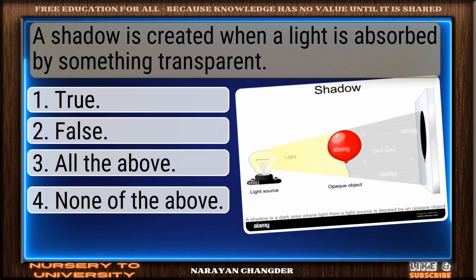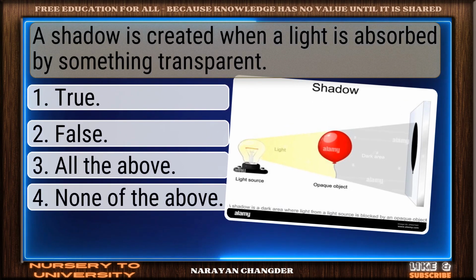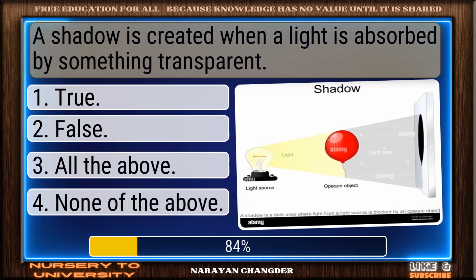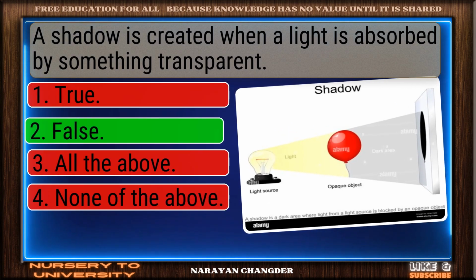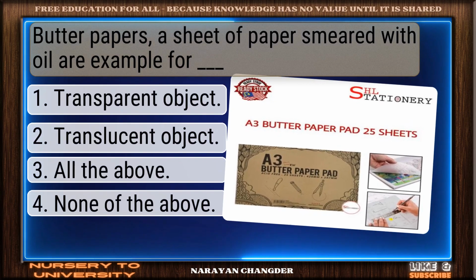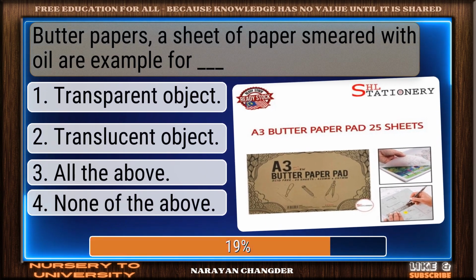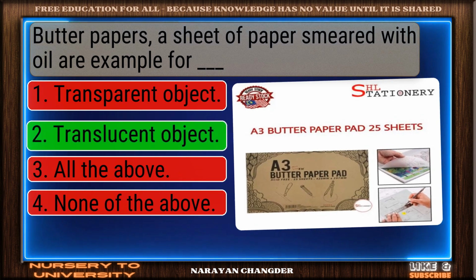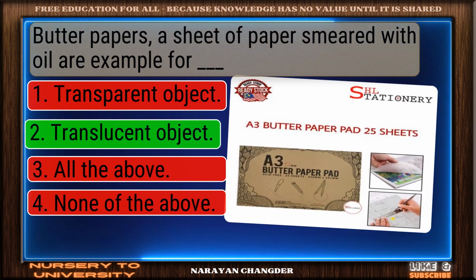A shadow is created when a light is absorbed by something transparent. False is the answer. Butter papers, a sheet of paper smeared with oil, are example for dash. Good thinking. Translucent object is the right answer.